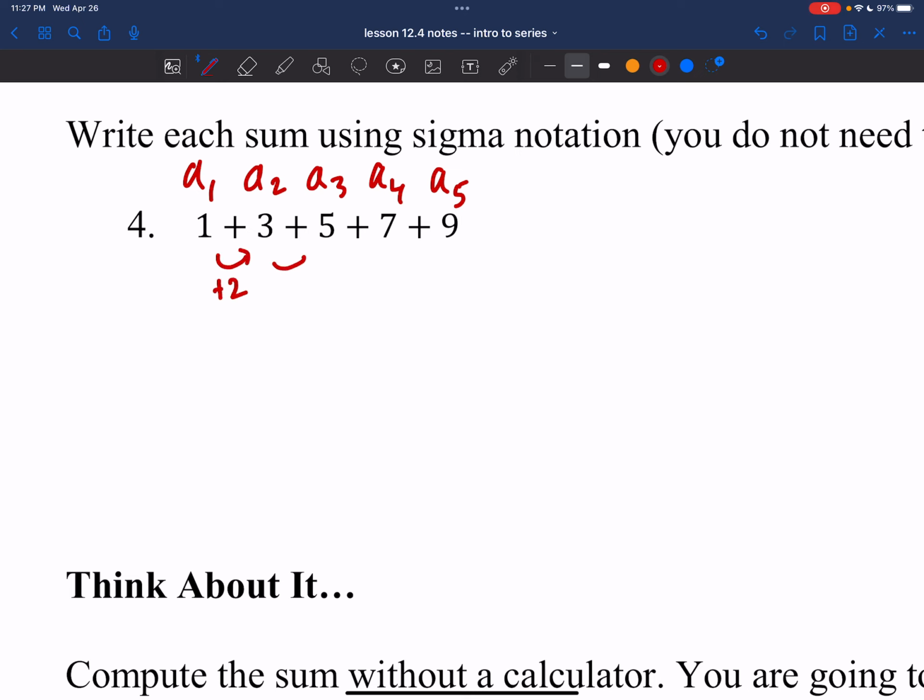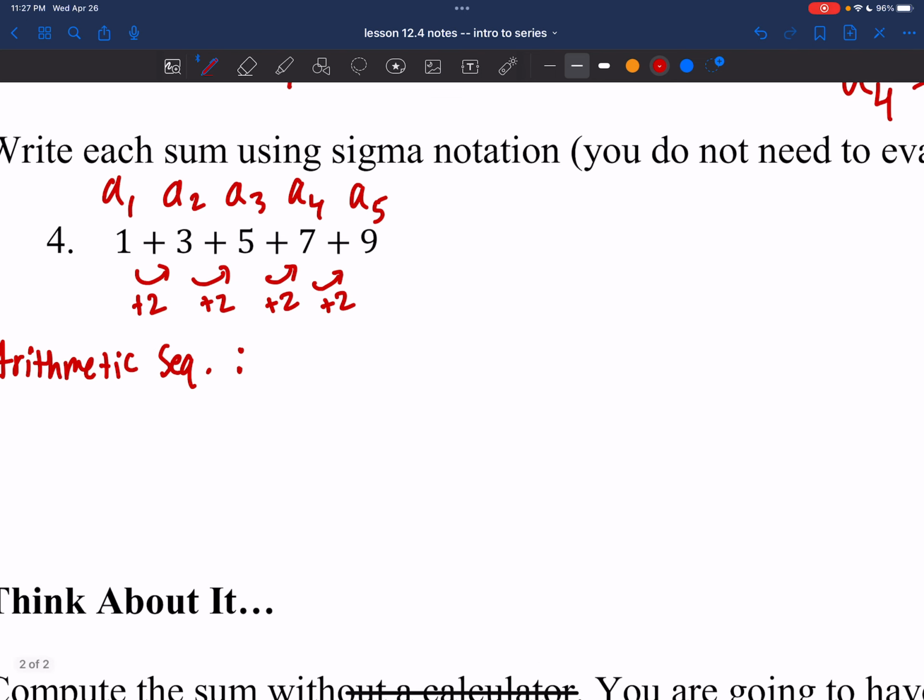Notice that this is plus 2 every time. So this is an arithmetic sequence, which if you recall, we have a rule for that. So how do I find the explicit formula for an arithmetic sequence? I'm going to write it out because it's bothering me.